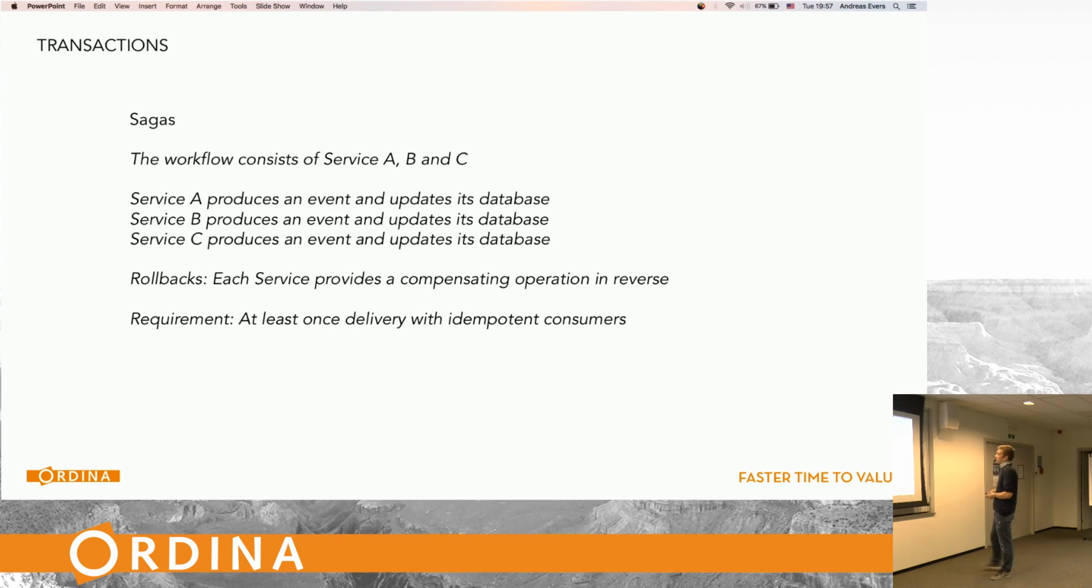So the Sagas are here an answer to this. Sagas define a workflow between services that are part of a transaction. So if you have services A, B, C, you'd have a Saga which spans all these services. Service A produces an event, my customer information has been updated, and it updates the database in an ACID way.